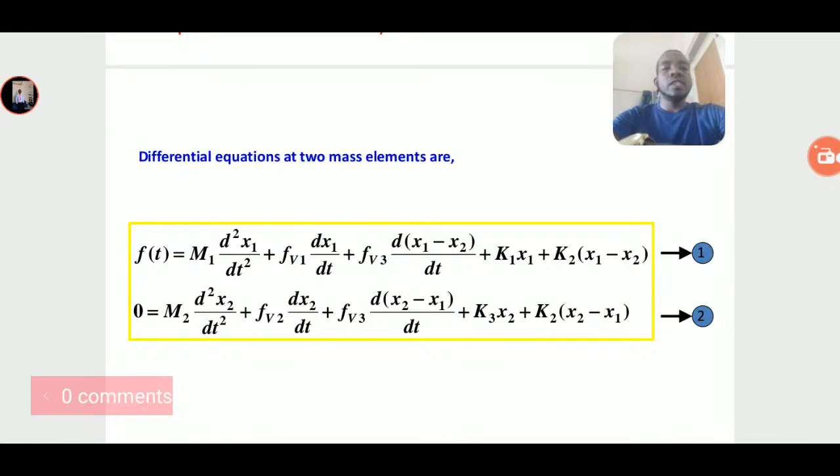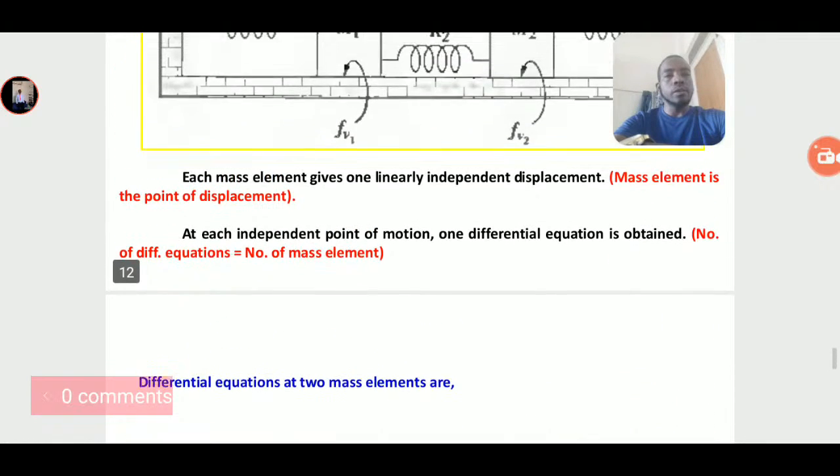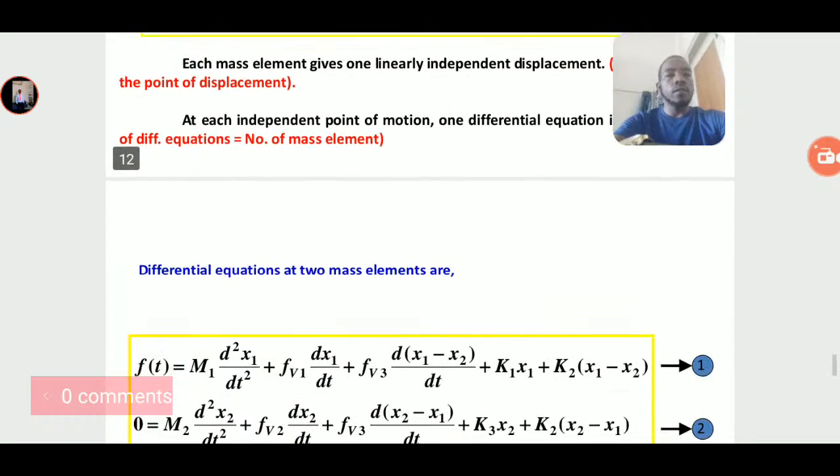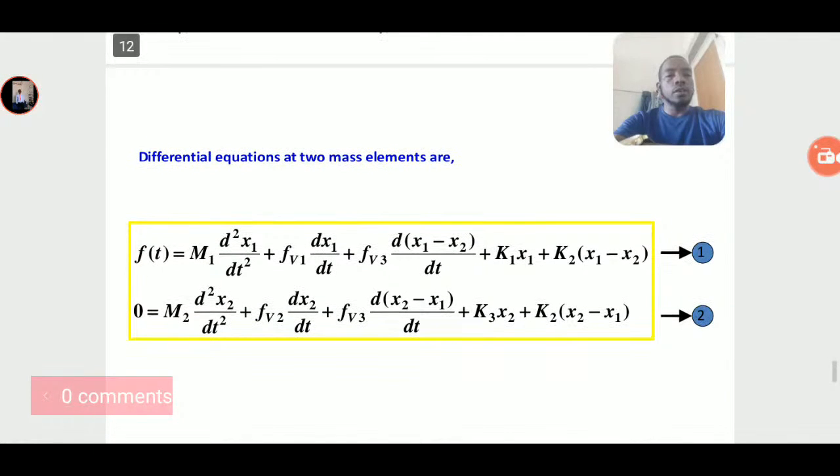So f of t is equal to m1 d square x1 over dt square plus fv1 dx1 over dt plus fv3 d of x1 minus x2 over dt plus k1 x1 plus k2 into x1 minus x2. How we got this is the first equation: it is with respect to the first node, which is nothing but x1 of t, and for m1, that is mass 1.